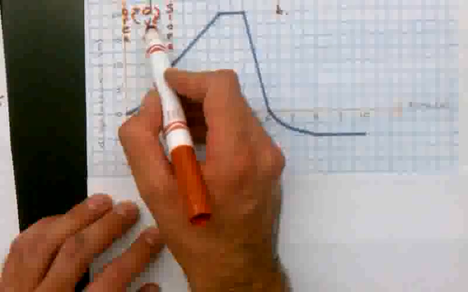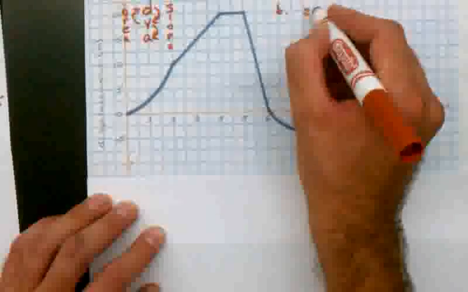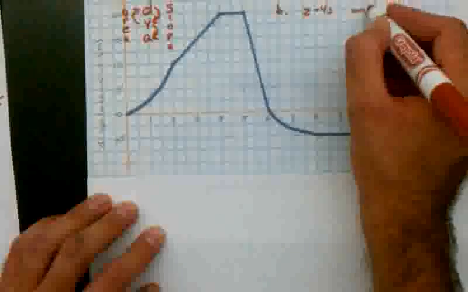Question B. During what time interval was the elevator moving at constant velocity? So remember, that means that the slope was not changing. It means we had a straight line. So there were those two spots, from 2 to 4 seconds and from 5 to 6 seconds.